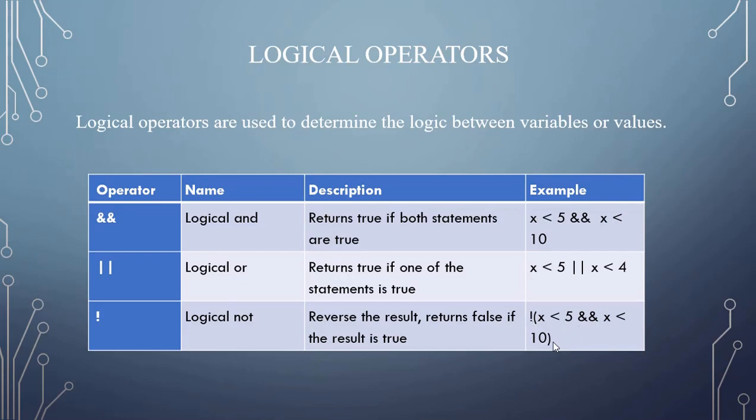So, what is the result for logical NOT? Reverse the result. Returns false if the result is true. Returns true if the result is false. Got it? Let's take this example.